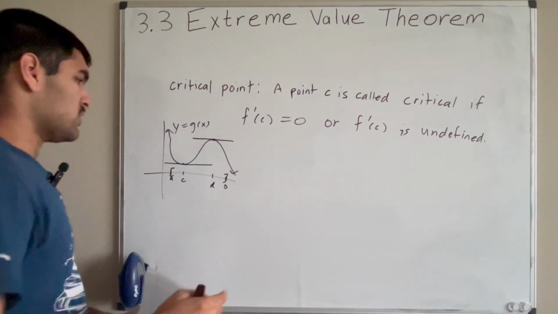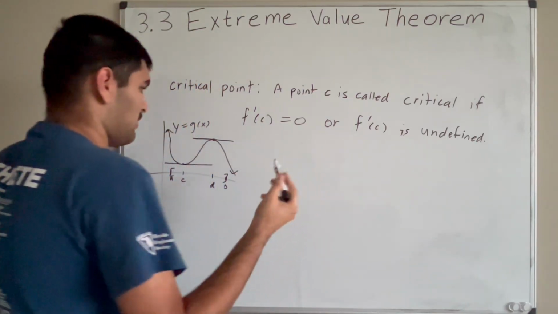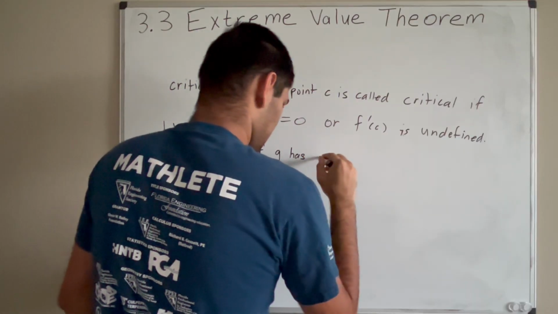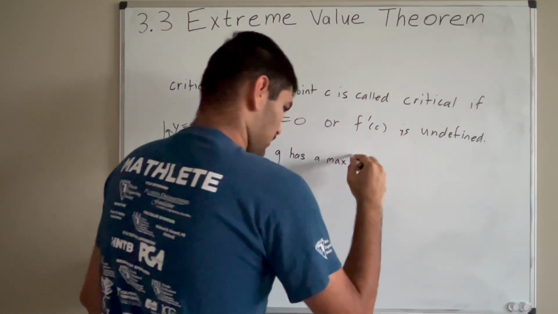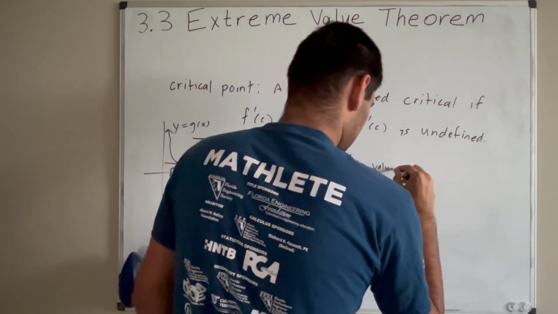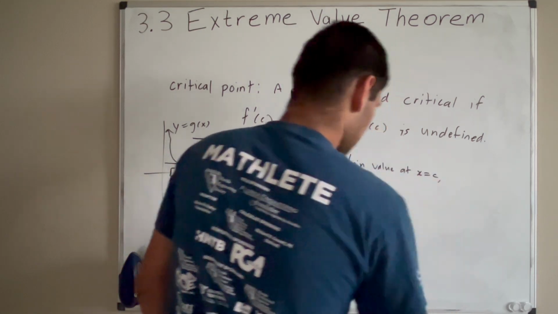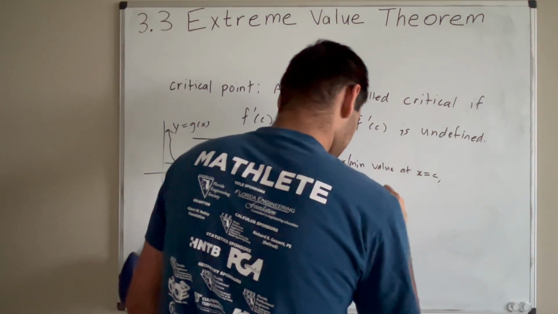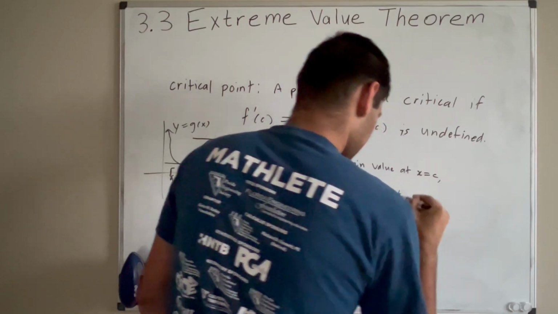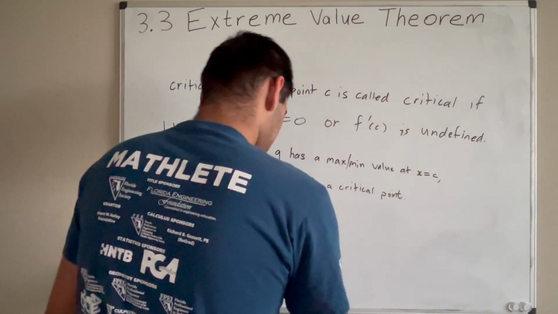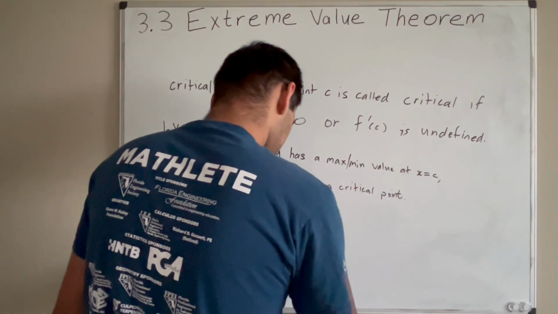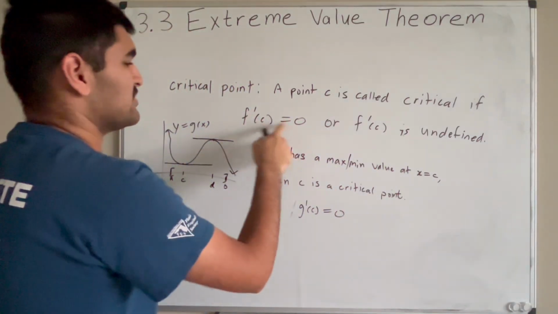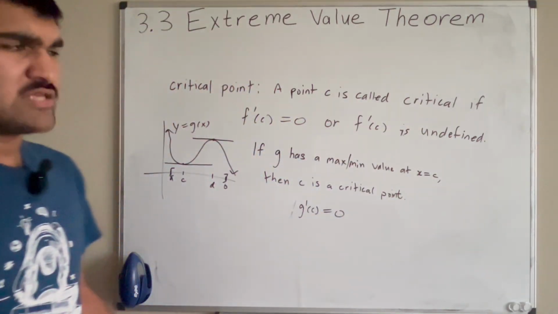Okay, so I guess you could call this a theorem: if g has a max or min value at x equals c, then c is a critical point. Right, and all that means is that g prime of c is equal to 0, right? But up here we have that a point is critical if it's equal to 0 or if the derivative is undefined. So when's the case when the derivative is undefined?